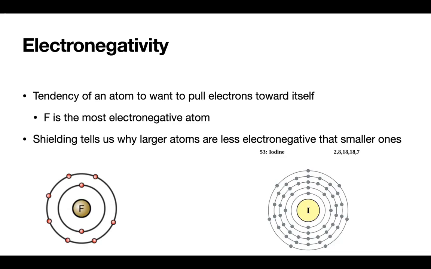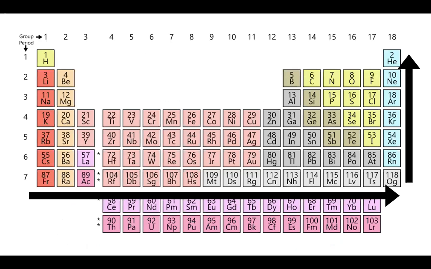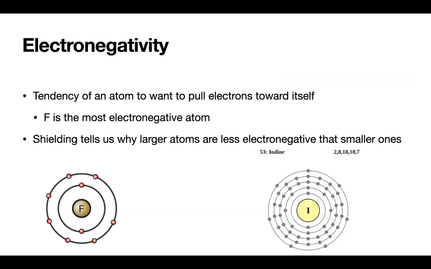And if we jump to the next slide, actually, right here is how electronegativity increases. So as you move to the right of the periodic table, you get increasing electronegativity numbers. And as you go up, so as you can see, fluorine is the most electronegative atom. And we can go back and look at that other one. And shielding, I think it's atomic shielding or something like that, tells us why larger atoms are less electronegative than smaller ones.